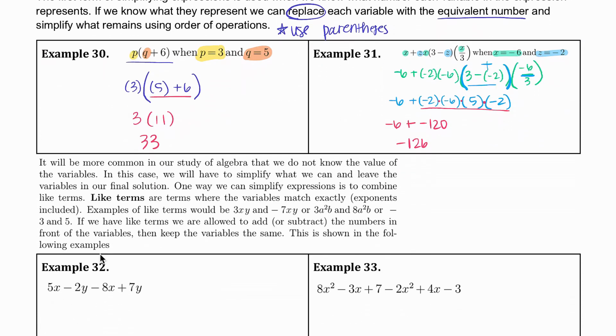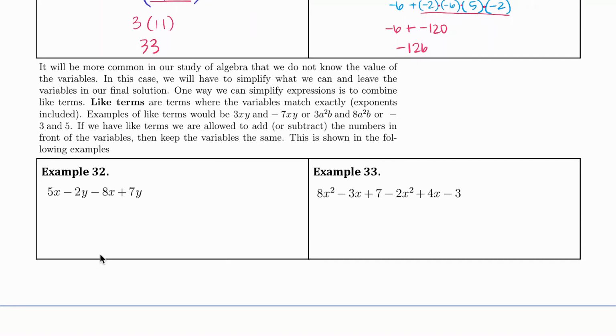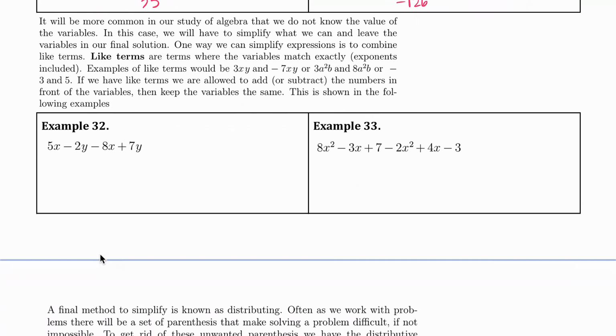Okay, now let's talk about some simplifying. This is where we do have some variables, but we do not know the value of them. Many times in algebra, we're not going to know the value of our variables. So there are a few ways that we can simplify them. One of them is combining like terms. Like terms are terms, each of these is a term, that have the exact same letter and exact same exponent. If they are like terms, we can combine them, which means we add or subtract them.